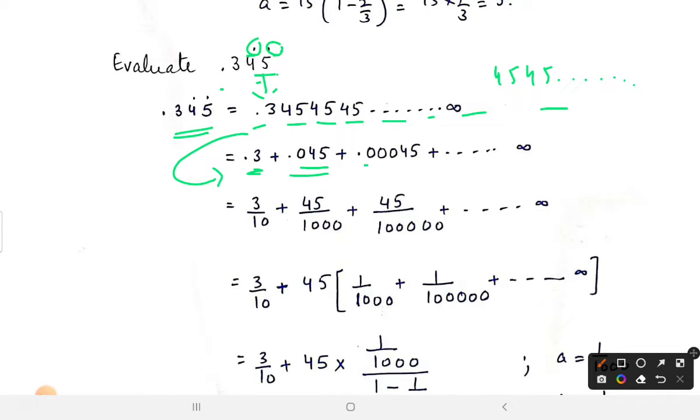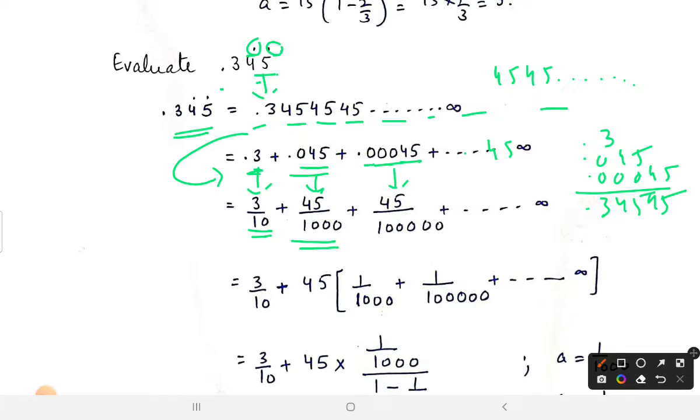0.045 plus 0.00045. If we add 0.3, 0.045 and 0.00045, we will get 0.34545. So therefore the next term will be 0.0000045, again 45, and the next term will be again 45. So we will have 3 upon 10, 45 upon 1000, 45 upon 1 lakh and so on.